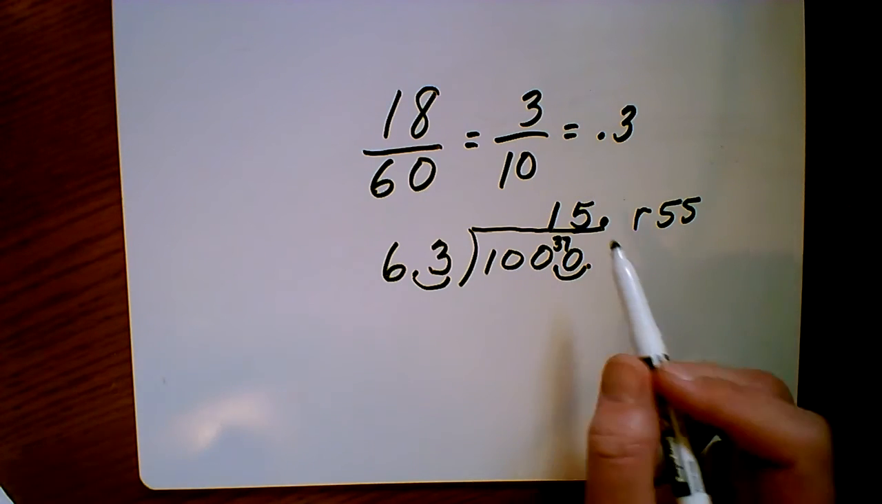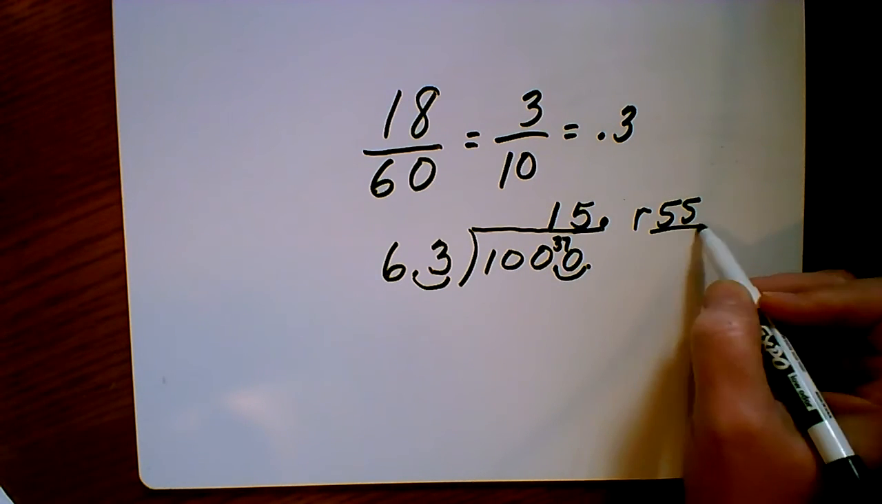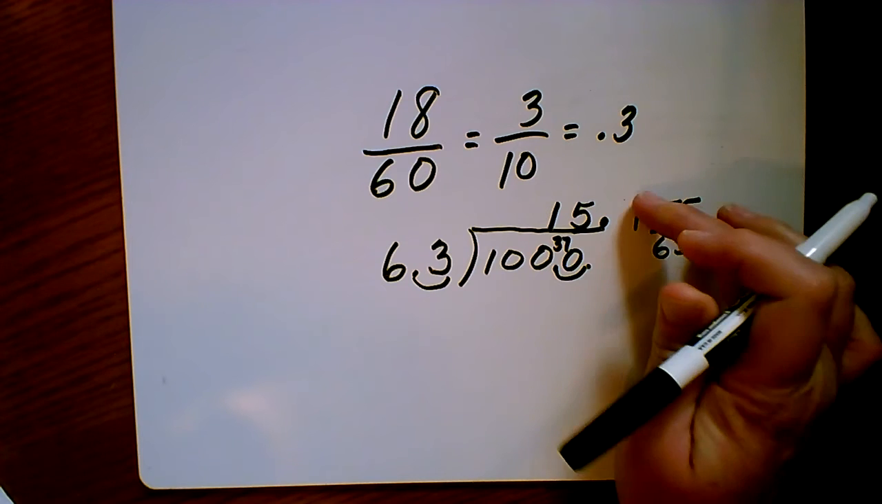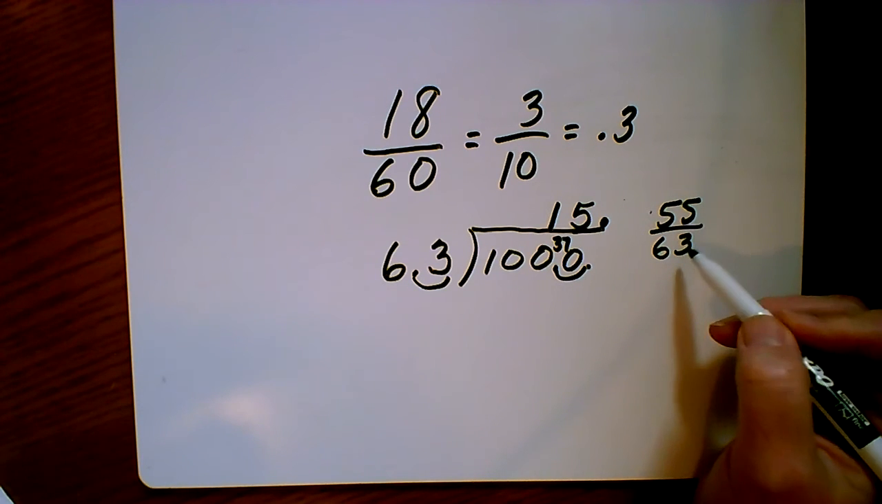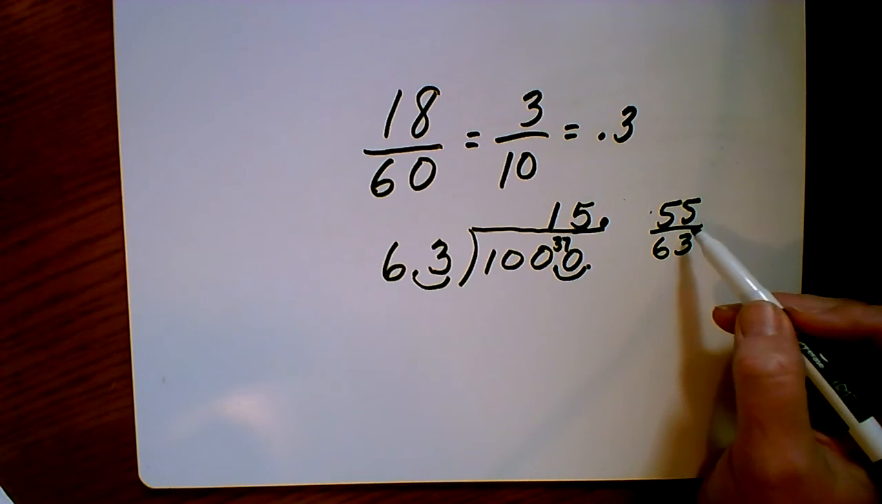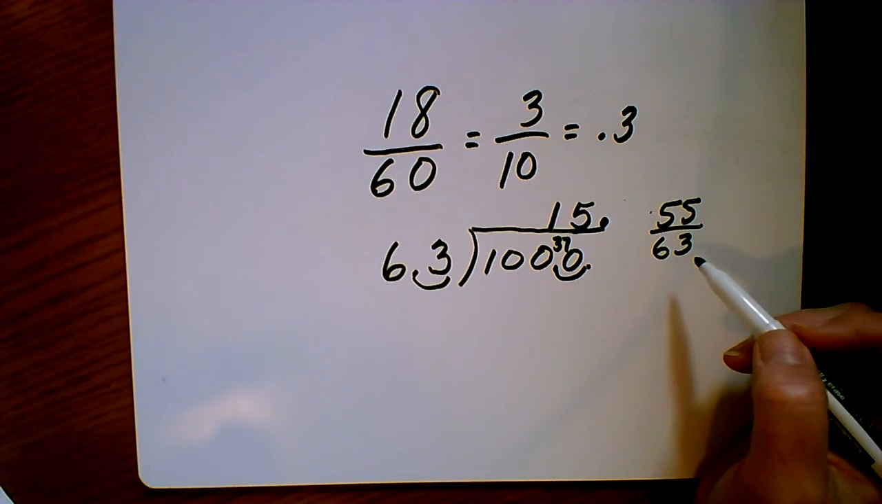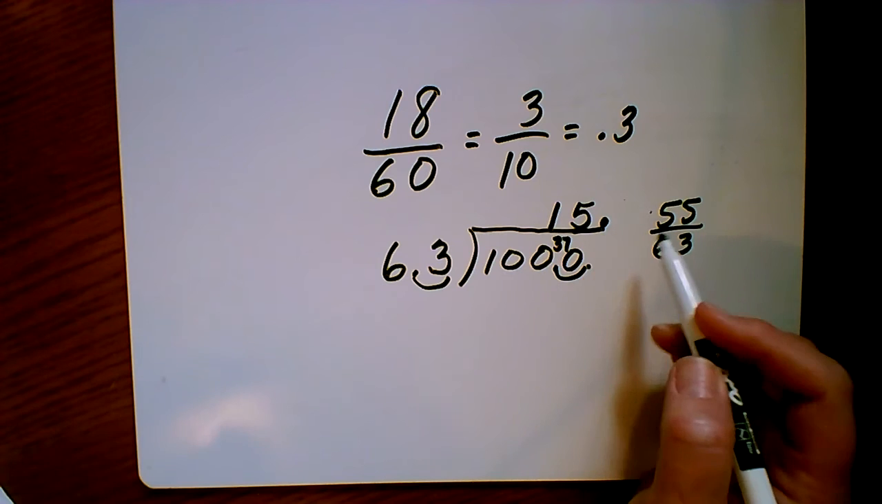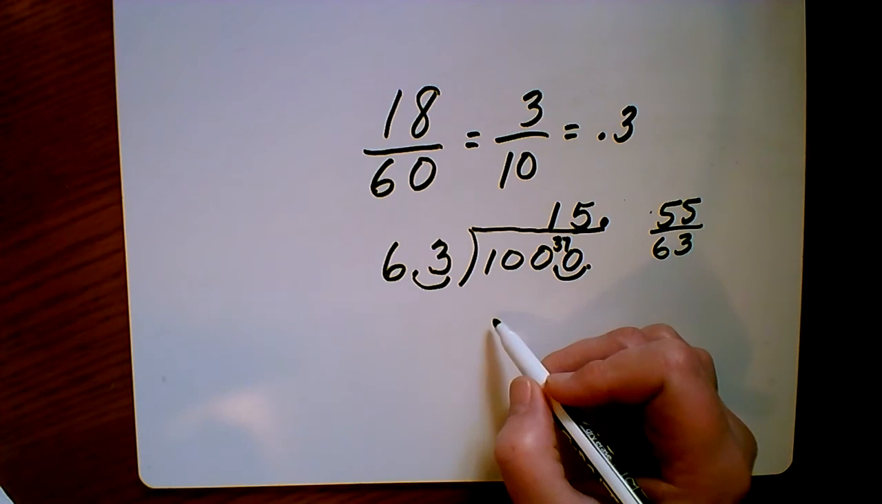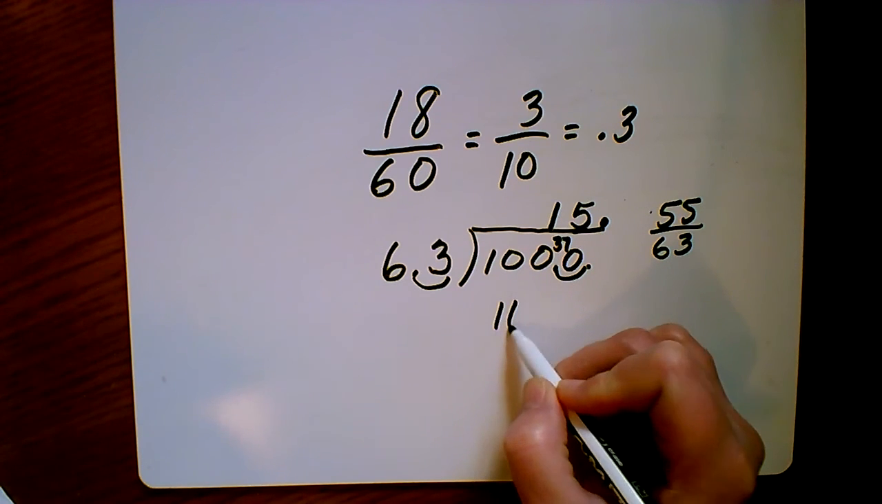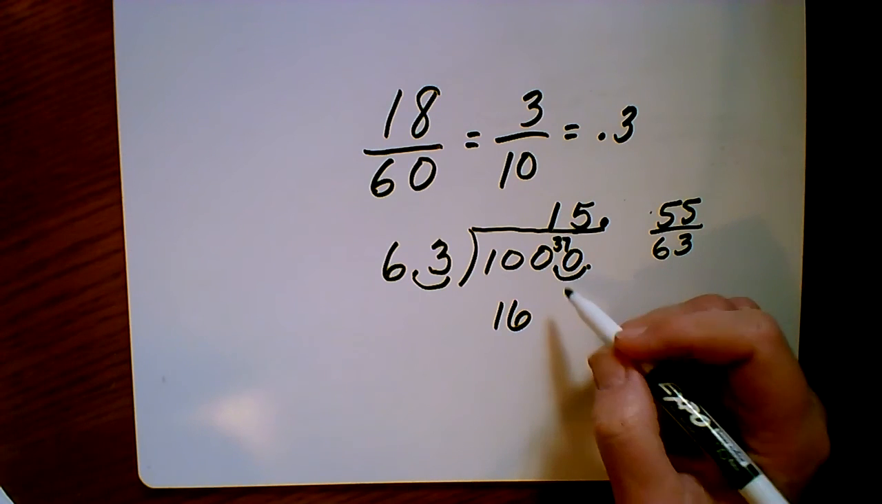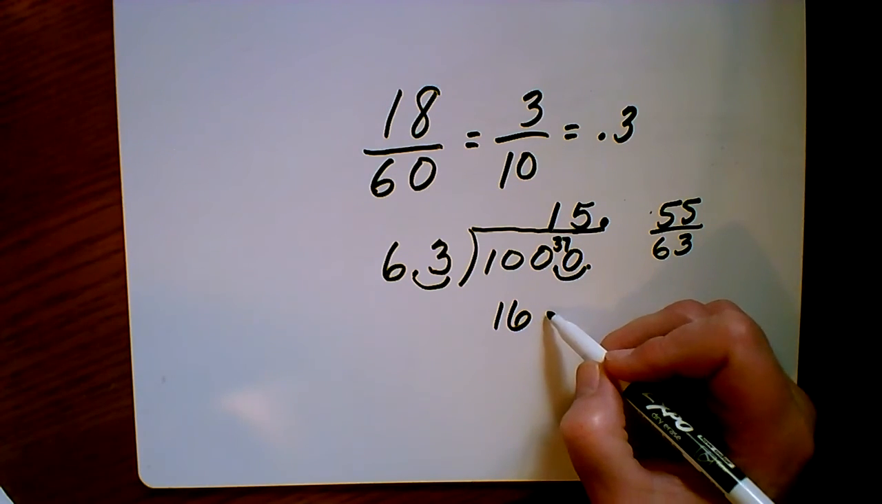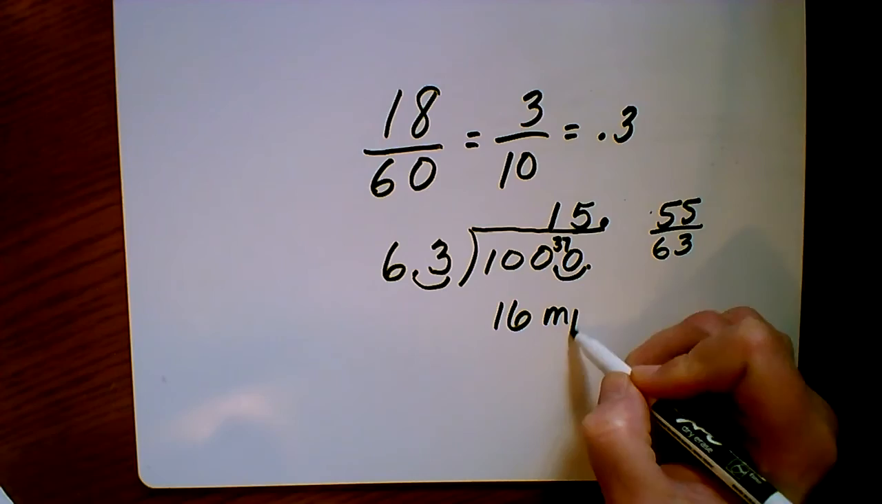So we're going to round 55 over 63. By putting it into a fraction form, we can see that 55 is more than half of 63. So we're going to round 15, remainder 55, up to 16. So Sam did almost 16 miles per hour.